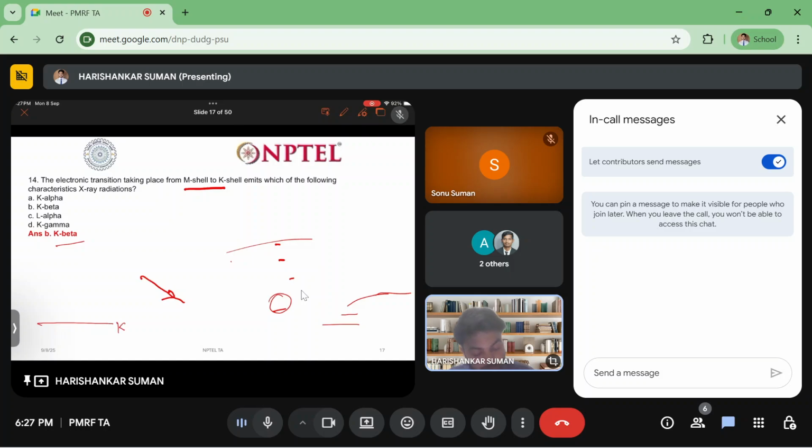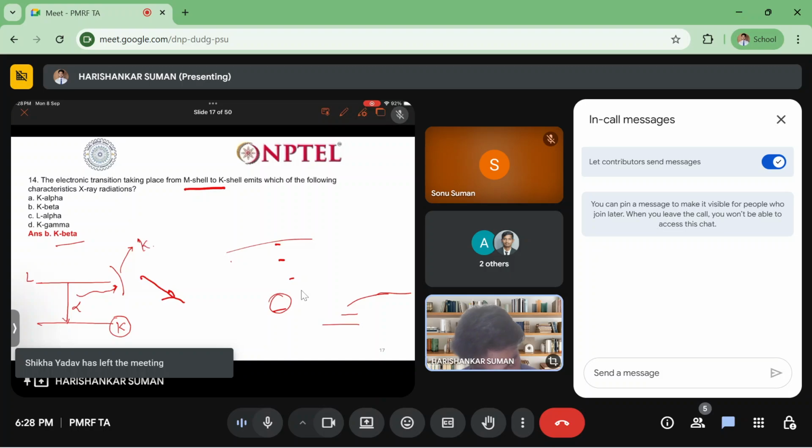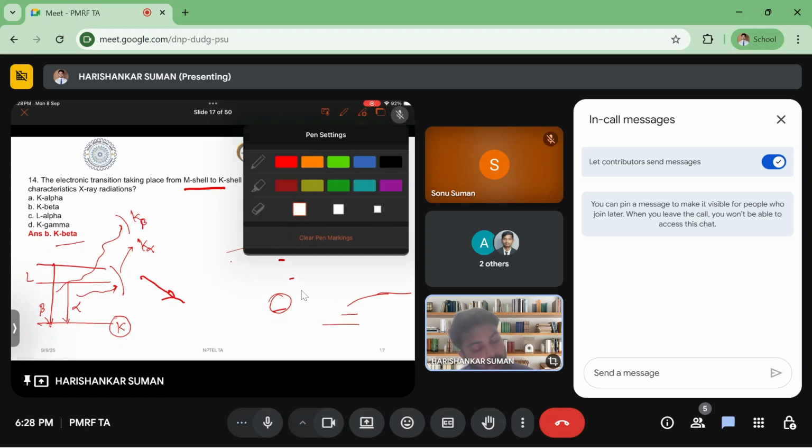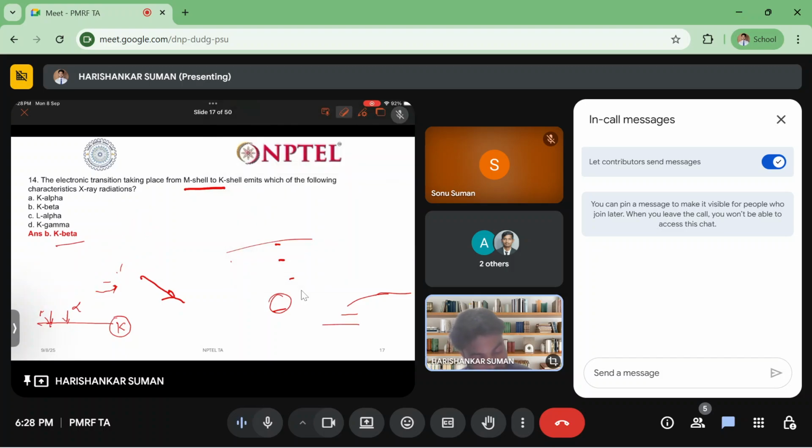So let's say this is case L. If the transition is from the nearest shell, L, then it is known as alpha transition. If an electron comes from L to K, it emits X-ray, which is detected by the detector, and is known as characteristic K alpha. If it is an upper transition, then it is beta, known as K beta.